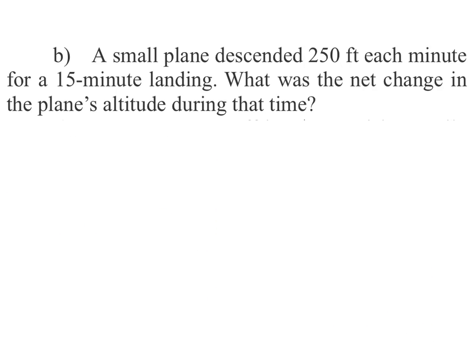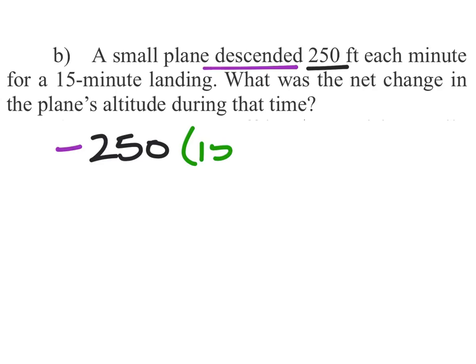Alright, part B. A small plane descended 250 feet each minute for a 15-minute landing. What was the net change in the plane's altitude during that time? So a descension would indicate a negative value. So that's a negative 250 feet. But this is happening for 15 minutes, right? And this is for each minute. So if it's doing this for every minute, you could just subtract 250 from itself 15 times, but you could just multiply it by 15 because it's each minute for 15 minutes.